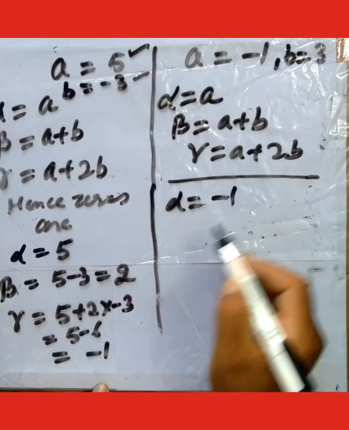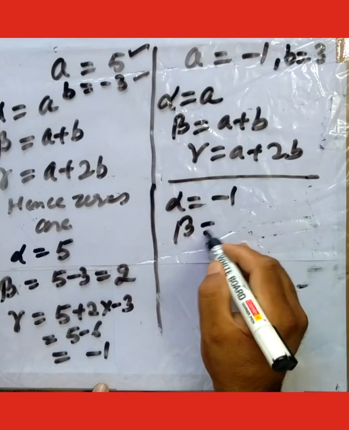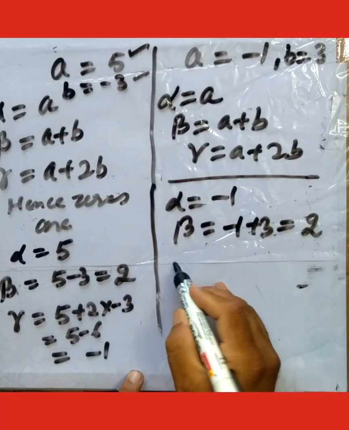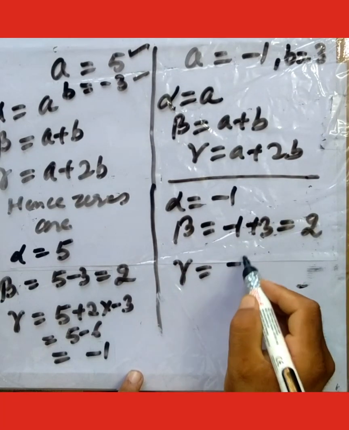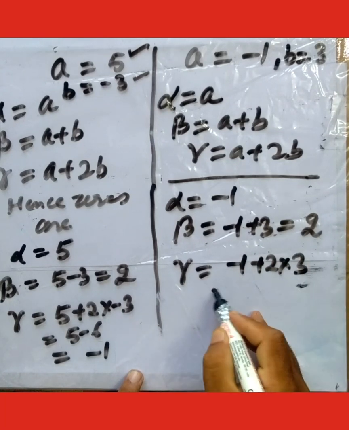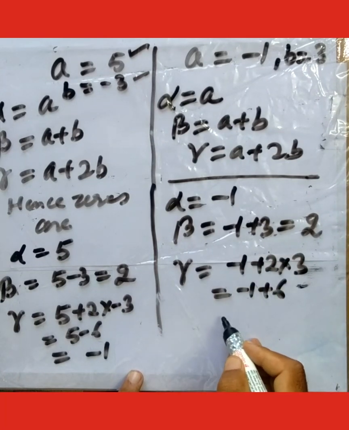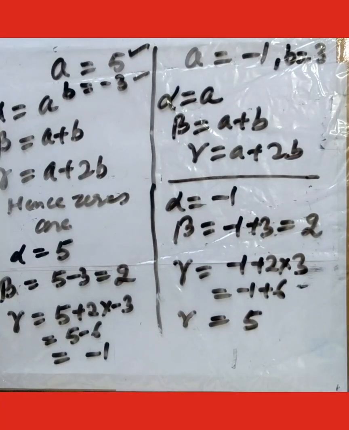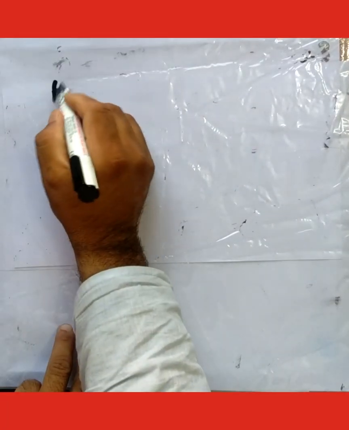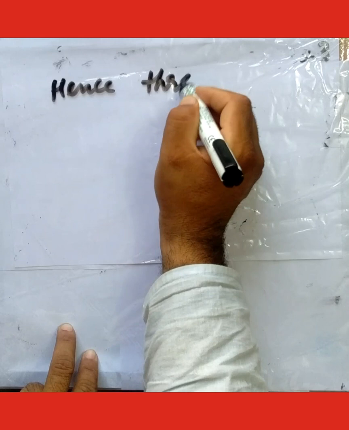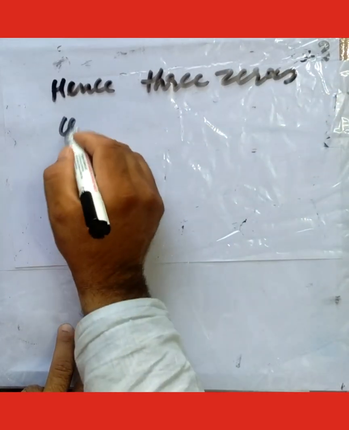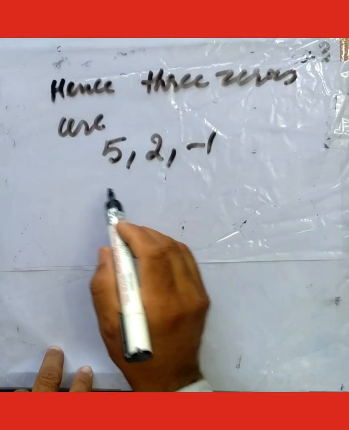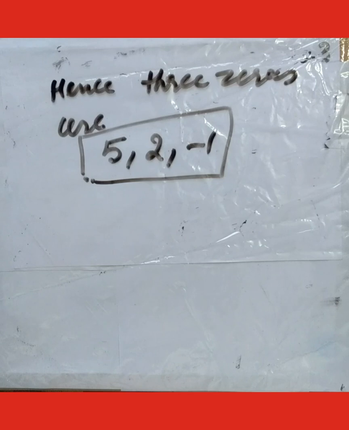So now the three zeros are 5, 2 and −1. And from this, alpha = −1, beta also comes out to be −1 + 3, that is again 2, and gamma comes out to be −1 + 2 into 3, so that is −1 + 6, that is 5. Now we have three zeros, 5, 2, −1, and from this side we also have three zeros, hence all the zeros are 5, 2, −1. This is how we can solve such questions. Hope you got it.